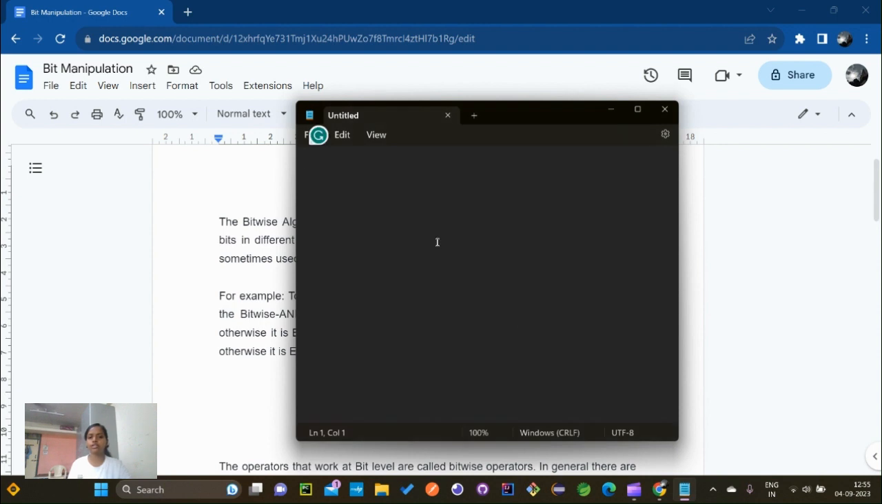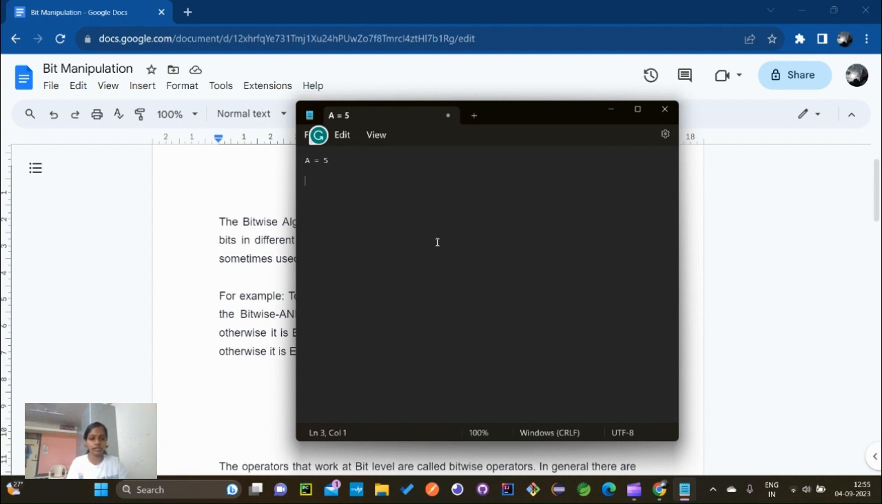So, in general, what we do, suppose we have taken an example a is equal to 5. If you want to check if it is an even number, we'll check 5 % 2. If it is 0, then it's an even number, and if it is not, then we say it is an odd number, right? So here what we can use is we will check the last bit of that number.